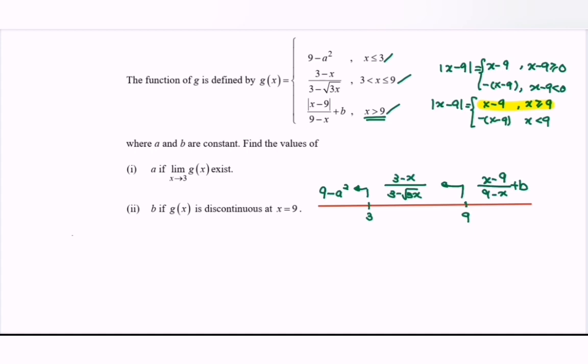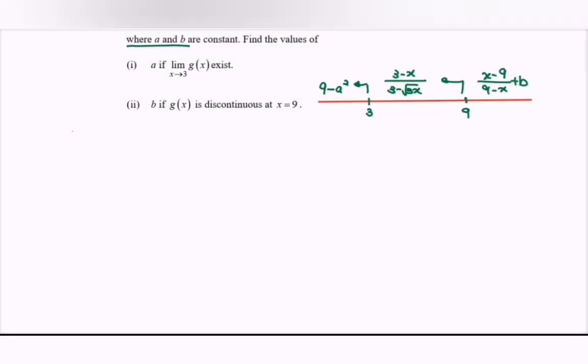So continue. Where a and b are constants, find the value of... Number 1, find the value of a if the limit when x approaching 3 for the function g(x) exists. Meaning that the limit when x approaching 3 from the left is the same as the limit when x approaching 3 from the right.